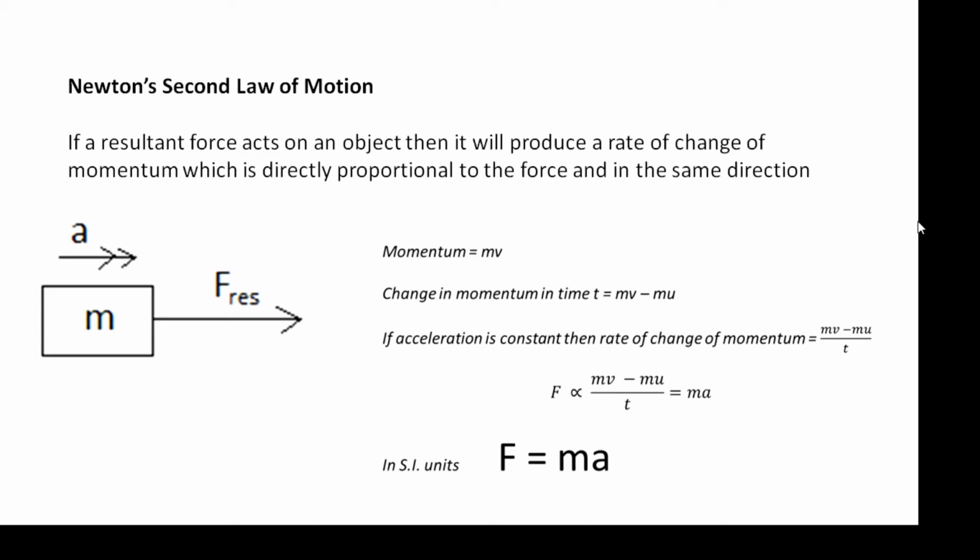And the definition of a Newton, 1 Newton is the force needed to give a mass of 1 kilogram an acceleration of 1 meter per second squared. That comes from F equals ma.